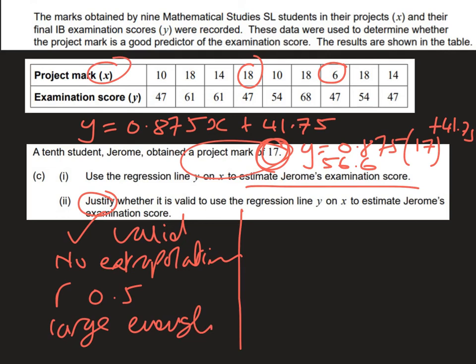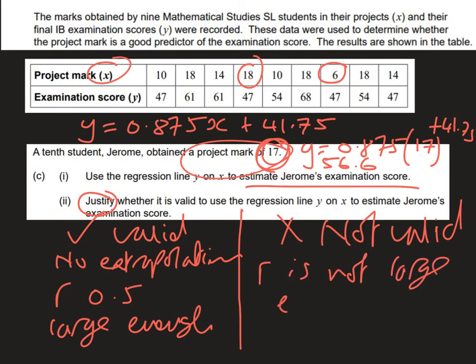However, you can also get full marks for saying that it is not valid. Again, both marks are contingent on the reason. In order to say that it's not valid, you essentially need to say that r is not large enough. If you can say anything to that effect, you will get both marks.